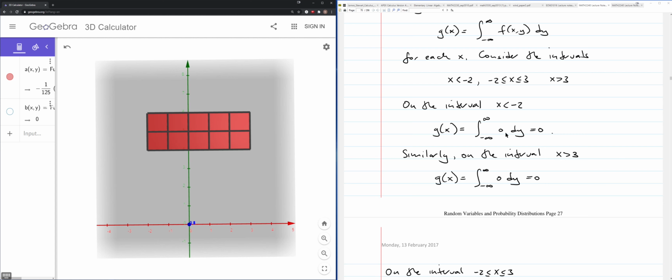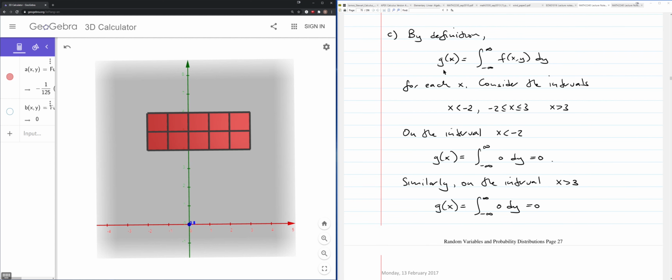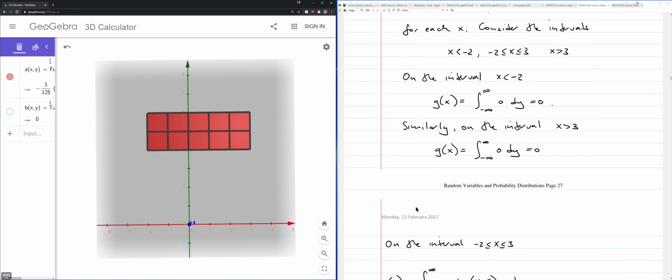So this g of x, the only place where you get something meaningful and non-zero is between minus 2 and 3, because that's where your original joint PDF is non-zero. Okay, so let's work that out.